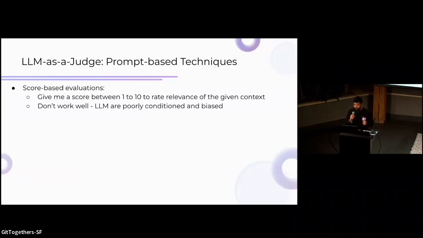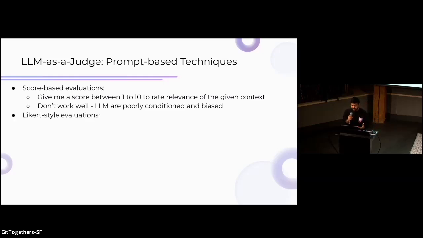It doesn't work really well because LLMs are poorly conditioned. If you ask it to generate a random number between 1 to 10, it's not a uniform distribution. Some numbers are preferred more than other numbers. So this is what the community started with, but it doesn't necessarily give really good outputs.